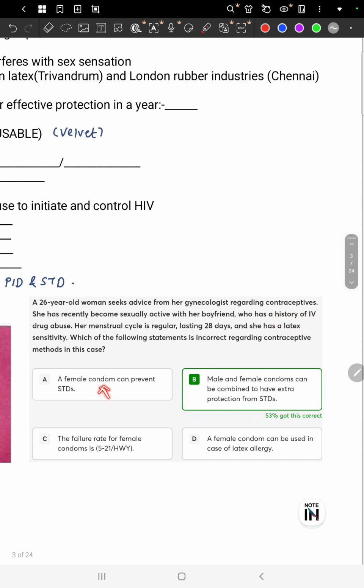A female condom can protect against STDs? Yes. Failure rate for female condoms is 4 to 25 or 5 to 21 per 100 women years? Yes. A female condom can be used in case of latex allergy? Yes, because it is mostly made up of polyurethane or nitrile. Male and female condoms combined will have extra protection from STDs? No. Both of them independently protect from STDs, but a combined effect is not seen.